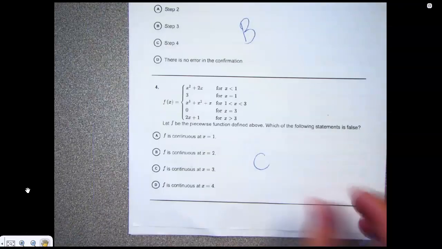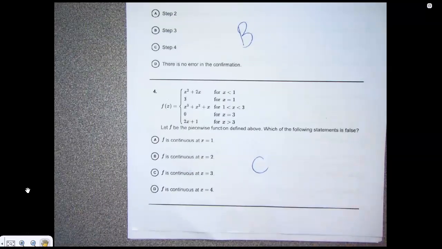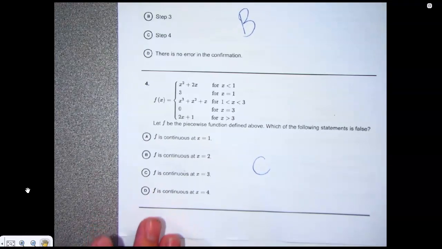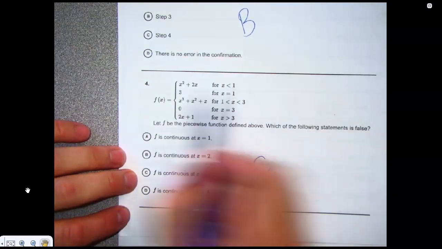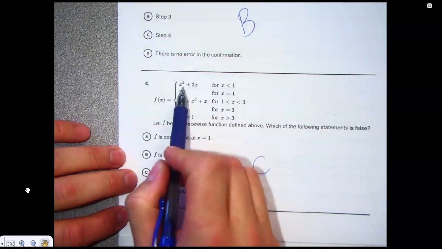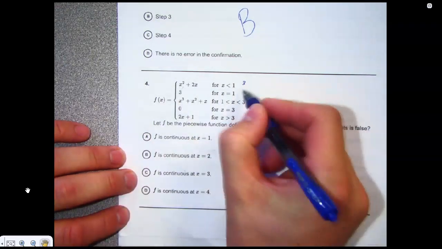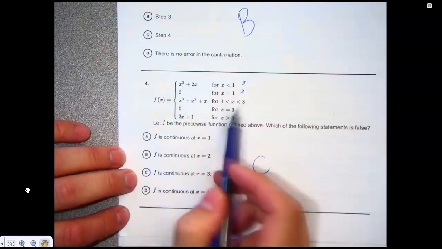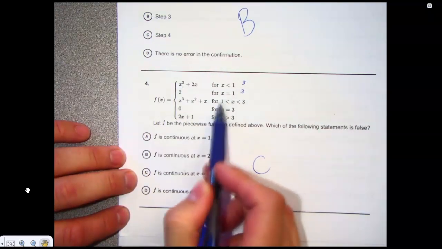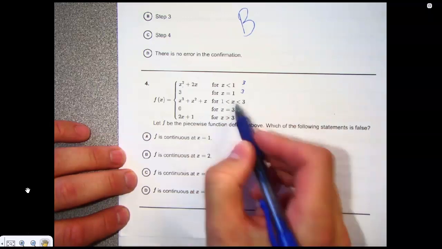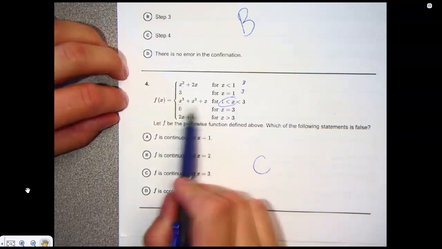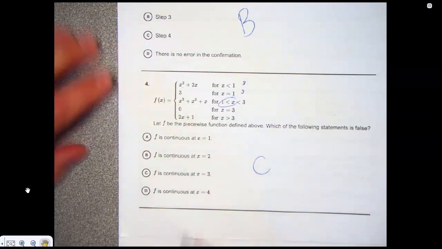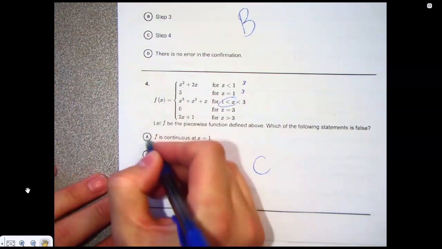And then 4. So which of the following statements is false? I gotta check all of these spots though. So I'm just gonna start plugging in things, so for x is less than 1, I'm gonna plug 1 into here. What do I get? 3. And then at x equals 1, I get 3. And this is on the other side of 1, so if you flipped it around, it really says x is greater than 1, doesn't it? You just rearranged it. So plug in 1 here, and what do you get? 3. So at 1, everything's 3. So it is continuous there, so that's true.